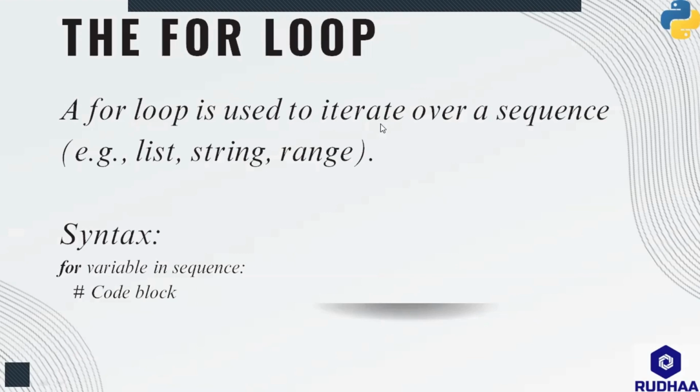So for loop is used to iterate over a sequence. This sequence may be a list, string, or a range of integers. So for these kind of data types, we can use the for loop. So the syntax will be like this: for the iteration variable in sequence ended with the colon, and then with indentation, the code block will be followed. So this is the syntax for the for loop.